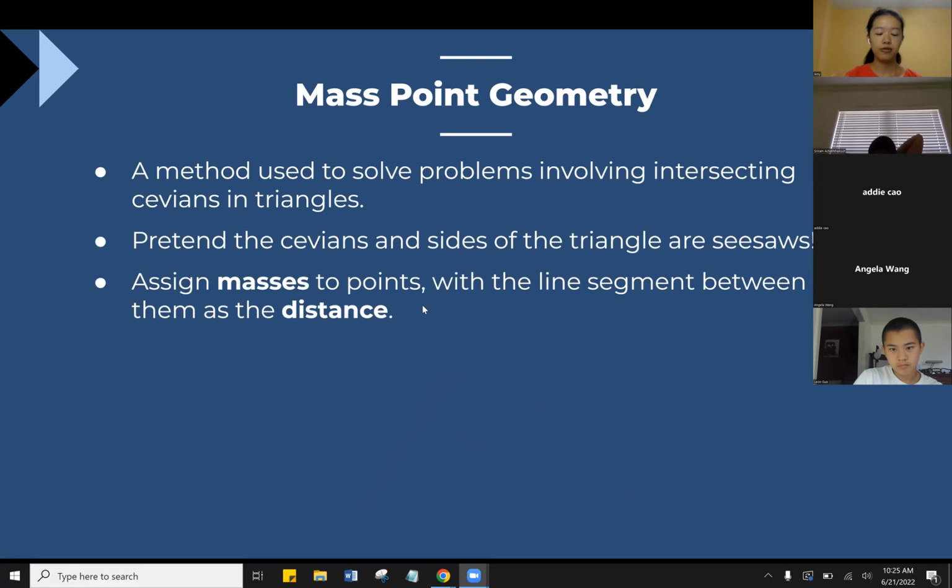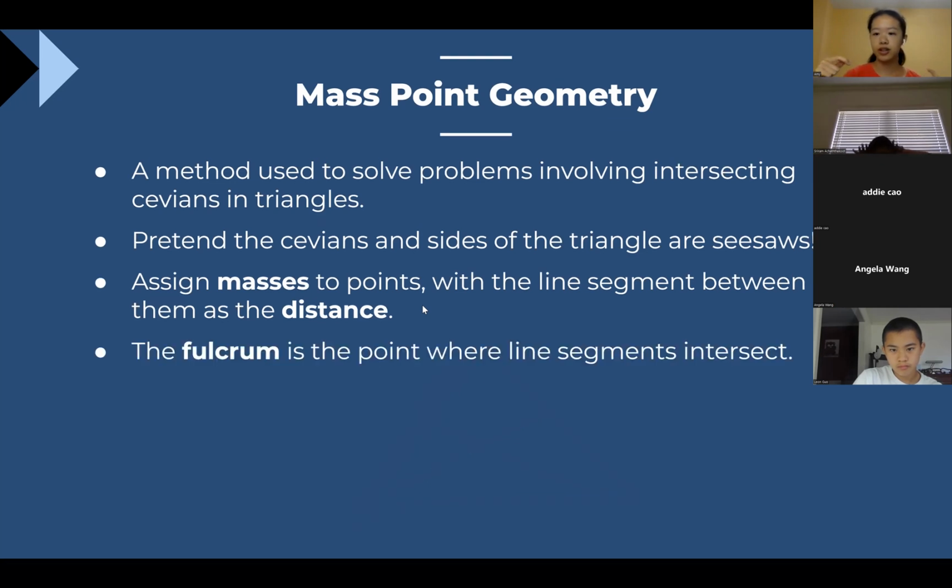And so the fulcrum of a seesaw in a mass point geometry problem is typically where the Cevian intersects a line segment. So it's an intersection, and the whole time you're just using that seesaw idea. You guys clearly know how to solve seesaw problems, so you should be pretty good at mass point geometry.